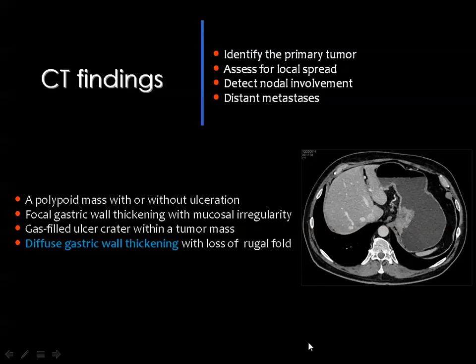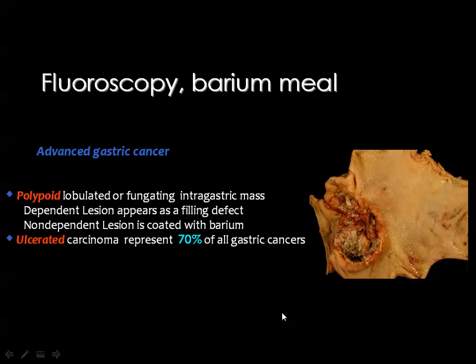nodes. The main value of CT in cases of gastric cancer is, number one, to identify the site of the tumor and to assess for local spread, and to detect the regional lymphadenopathy and also the presence of metastasis.